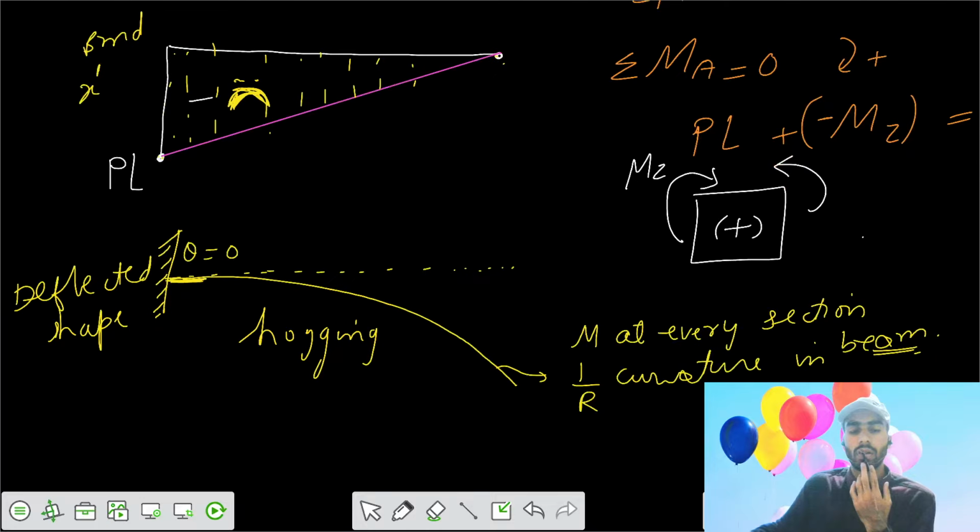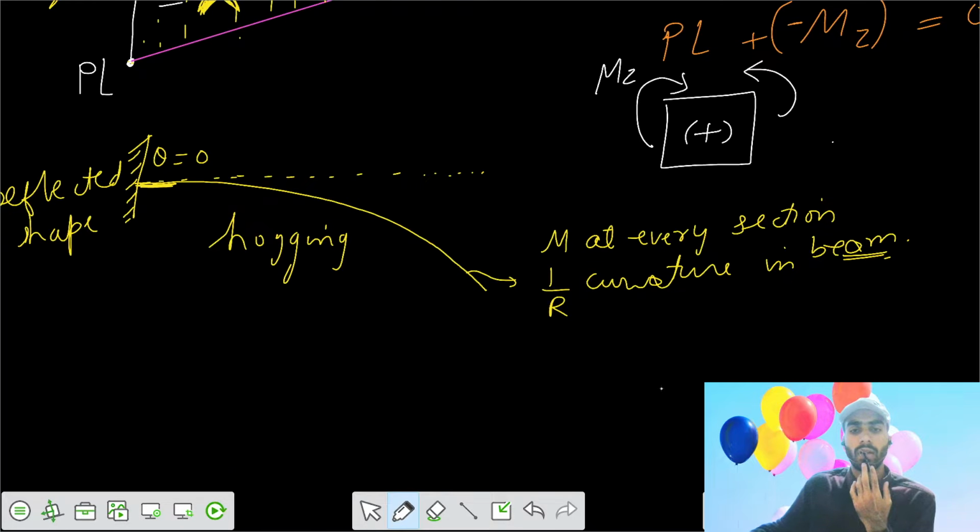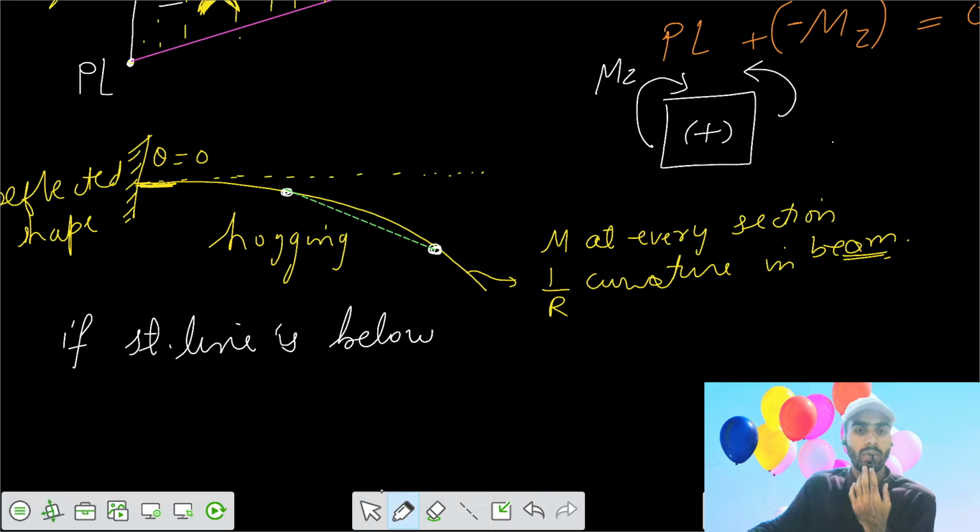So for the hogging moment, if you take any 2 points and connect them by a straight line, if the straight line is below the curve, we say it's hogging moment.